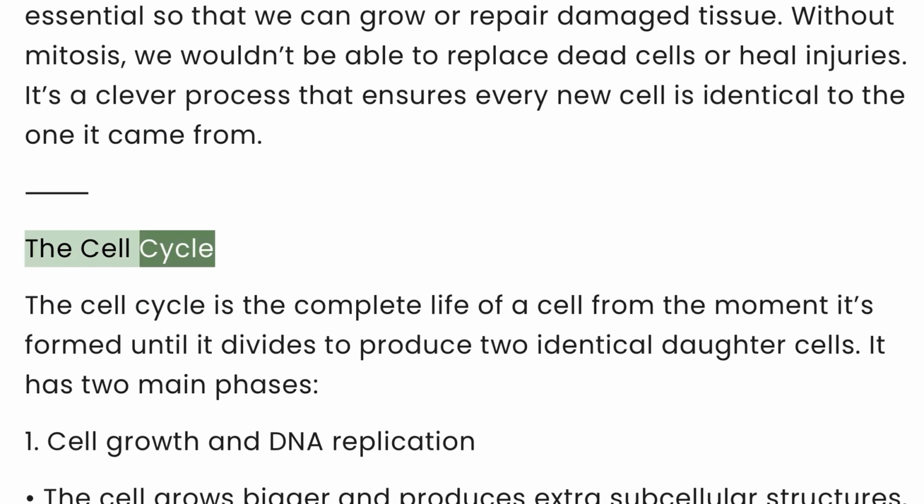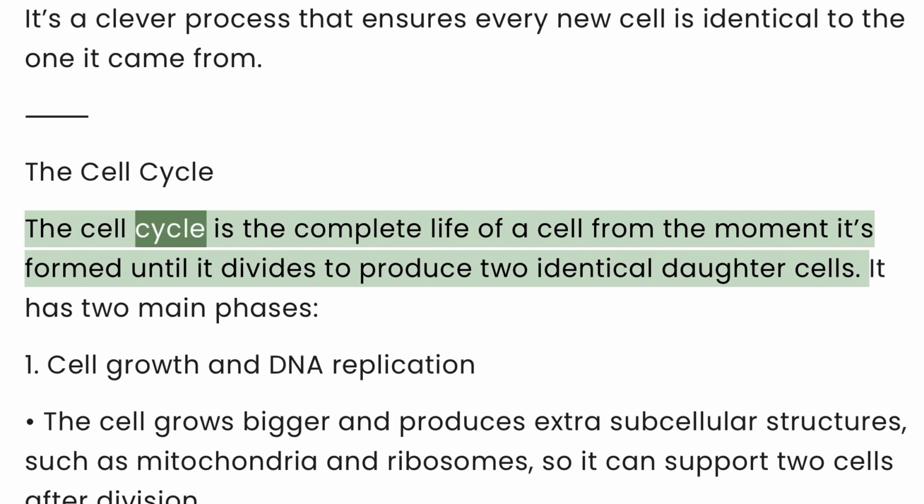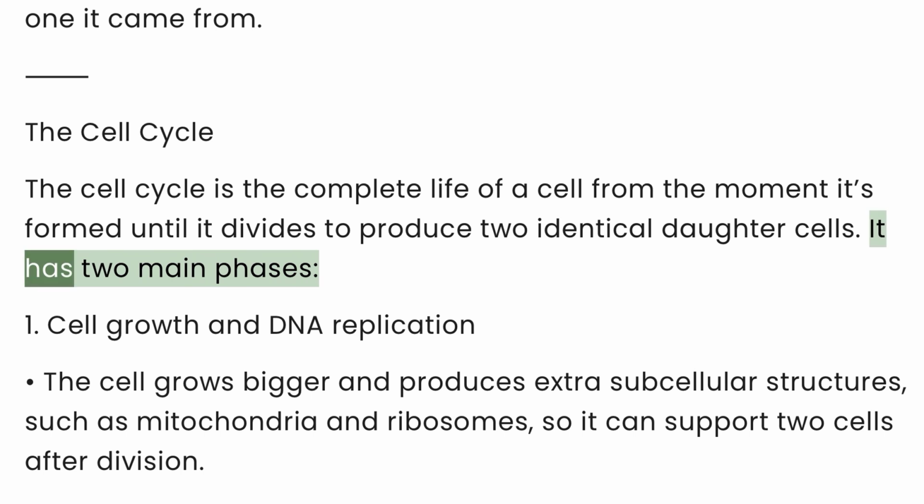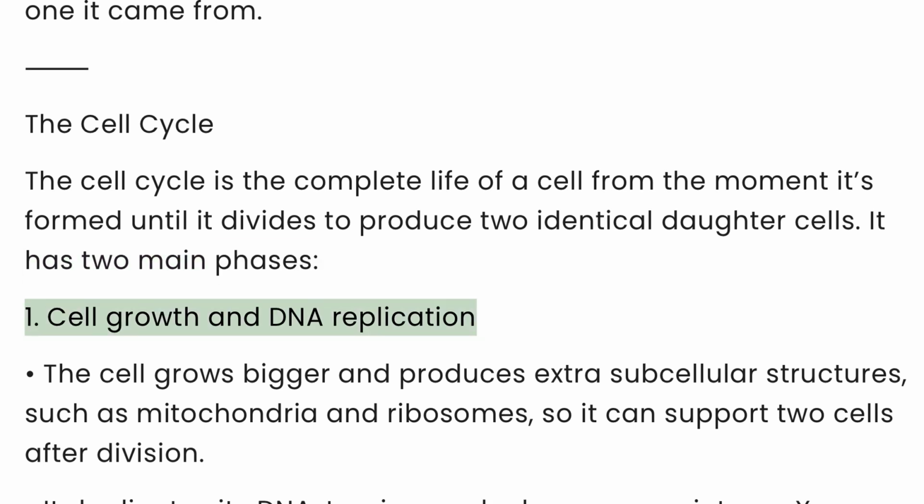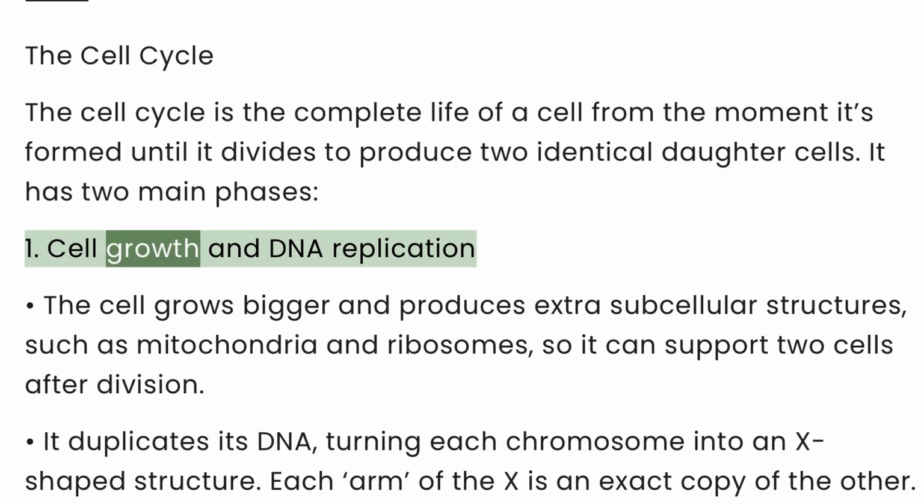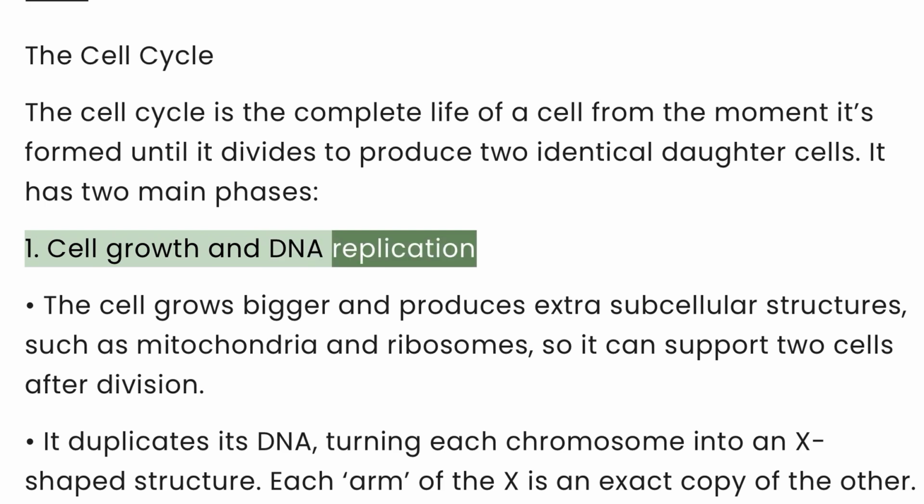The cell cycle. The cell cycle is the complete life of a cell from the moment it's formed until it divides to produce two identical daughter cells. It has two main phases. 1. Cell growth and DNA replication.